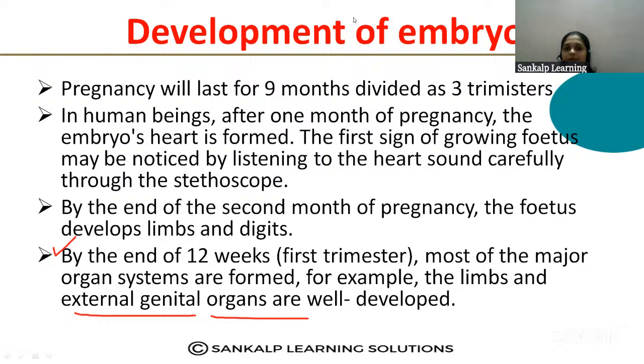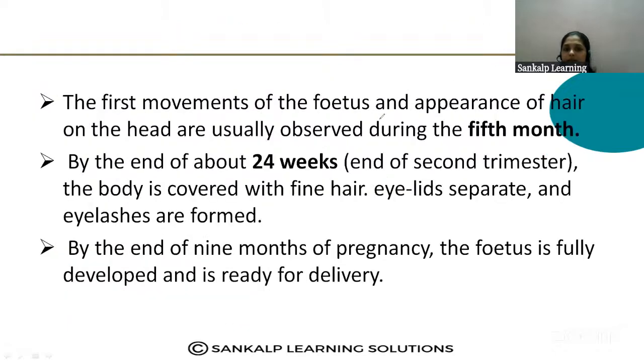Next, the first movements of the fetus and appearance of hair on the head are usually observed during the 5th month. The first hair on the head appears in which month of pregnancy? You can see options like 1 month, 2 month, 4 month, 5 month. Hair growth on the head you can observe in the 5th month.